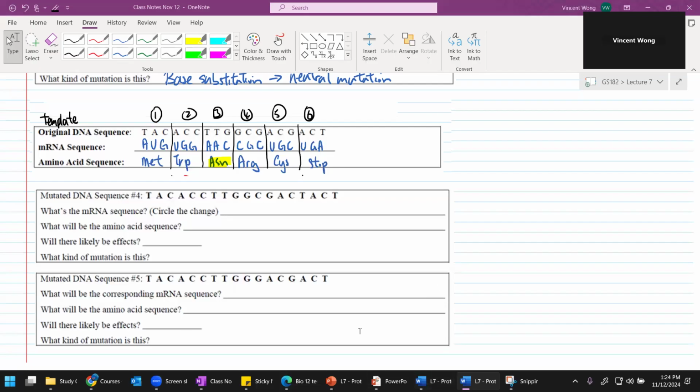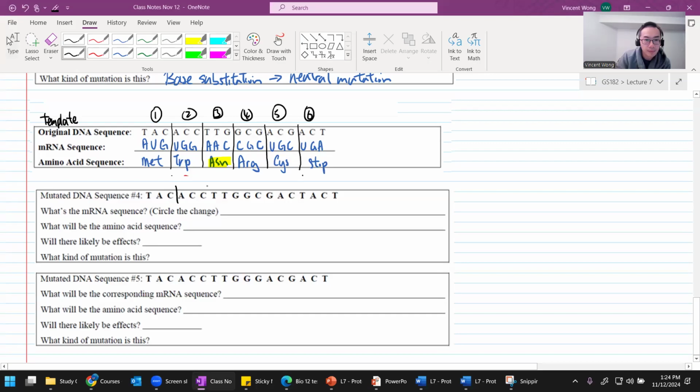Okay, that was another 5 minutes. What have you guys found for this one? Where's the mutation?